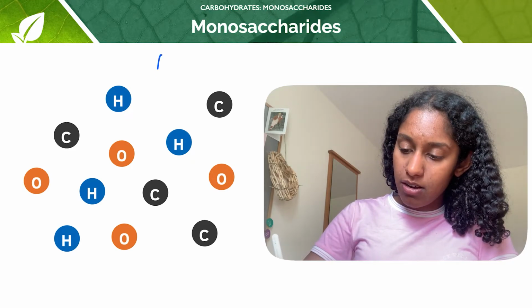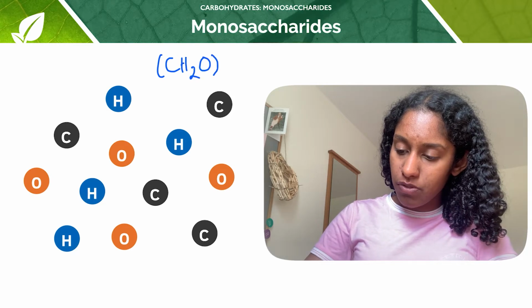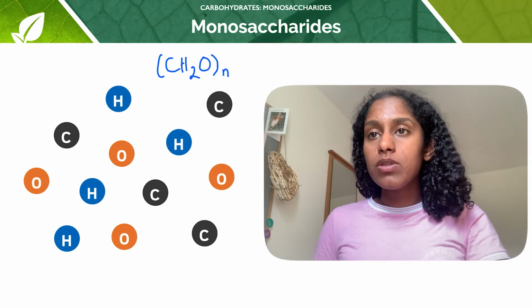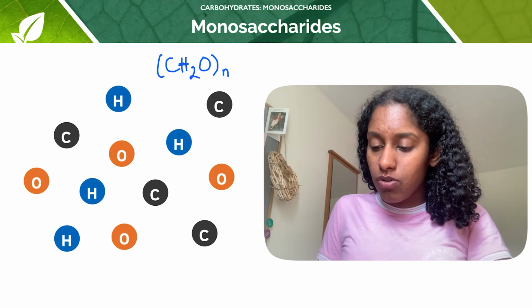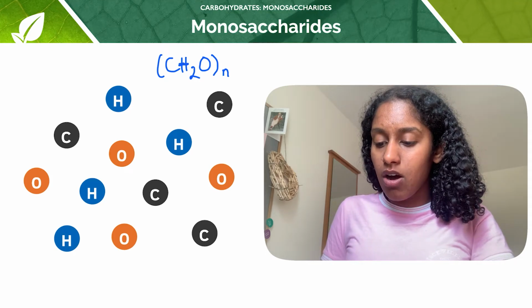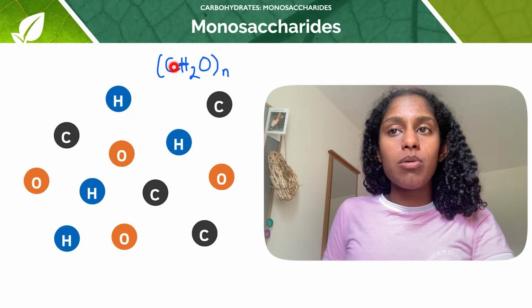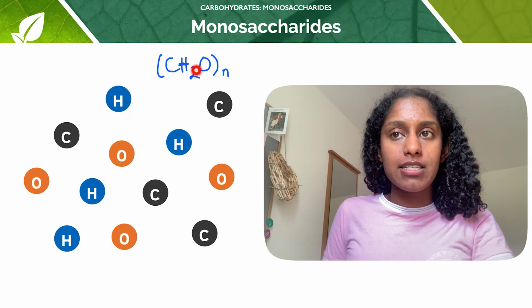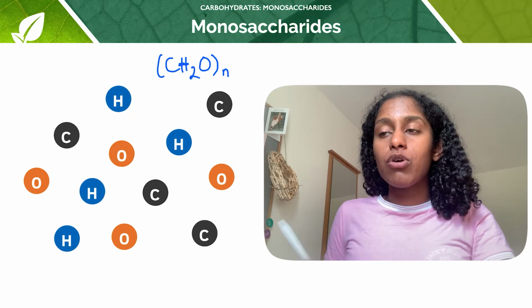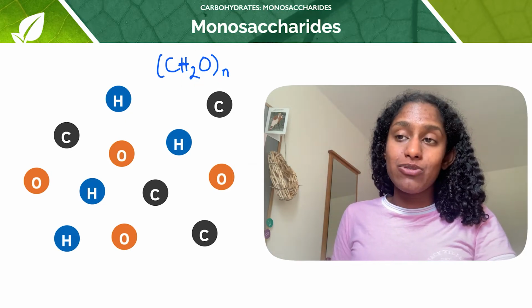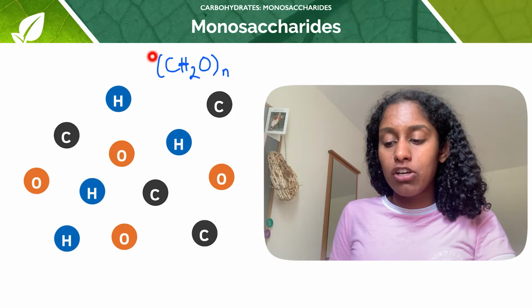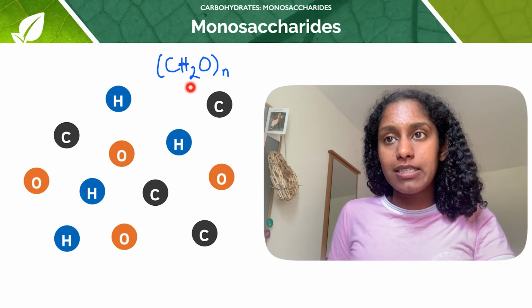It is C, H2O, n. So all this means is that for however many carbon and oxygen atoms we have in our formula, we're always going to have double the number of hydrogen atoms. Now we'll go on to have a look at an example of this on a later slide, but just keep in mind that this is our general formula for monosaccharides.